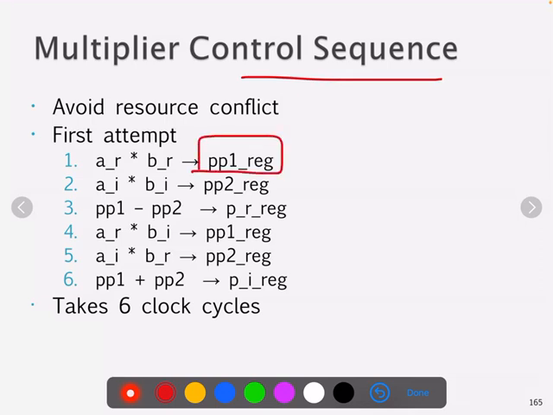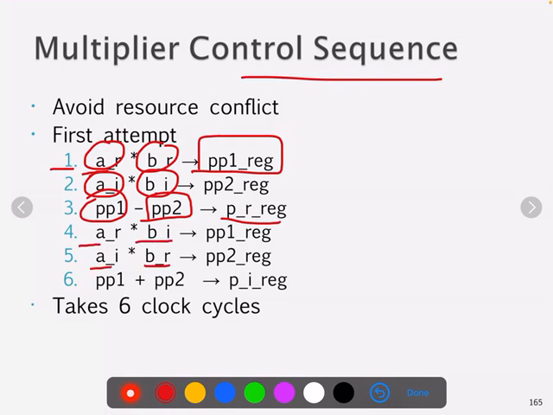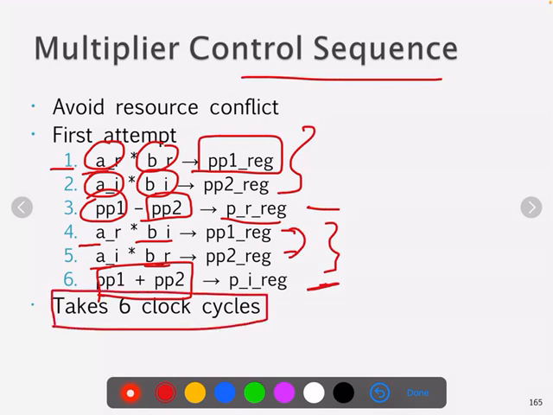You can see that this is the first operation. A_R is multiplied with B_R, and A_I is multiplied with B_I. The difference of these two is obtained here. Next is A_R with B_I and A_I with B_R, so PP1 and PP2 have been obtained. Then addition has been done. So multiplication, subtraction, multiplication and again addition have been done. Totally 6 cycles have been taken. So this is a control sequence.